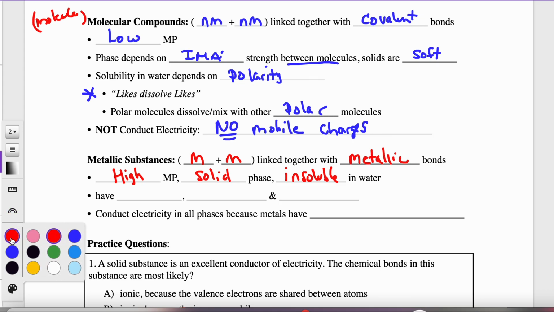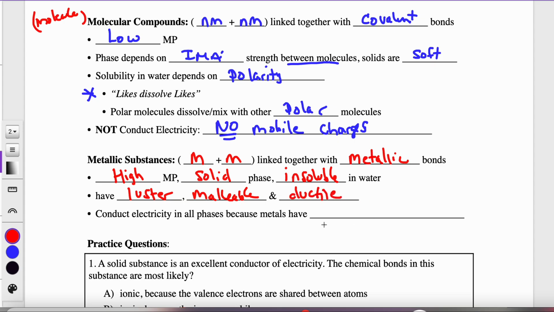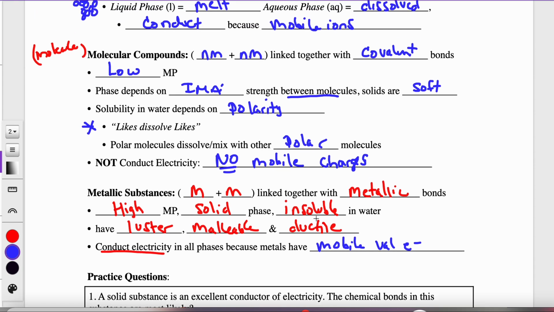in water. Now, typical general properties of metals are that they have luster, meaning they're shiny. Metals are malleable, and the sister property of malleability is that they are ductile. They can be pulled into a wire. Metals conduct electricity in all phases because metals have mobile valence electrons. So metallic substances, metals, conduct electricity: mobile valence electrons.